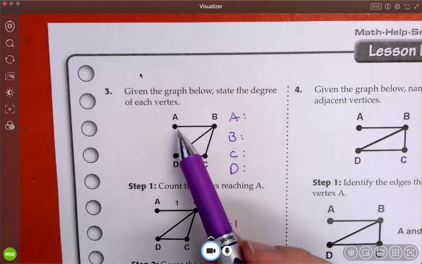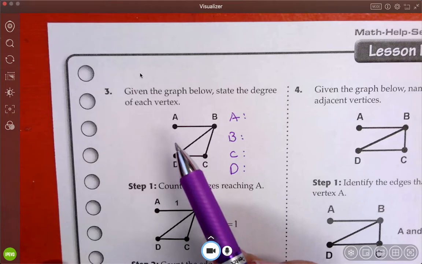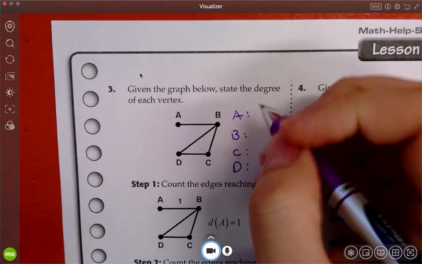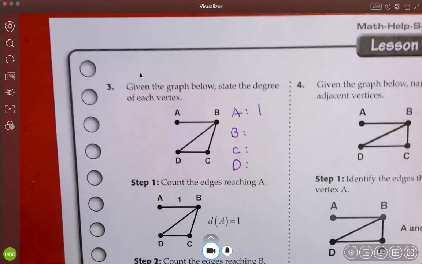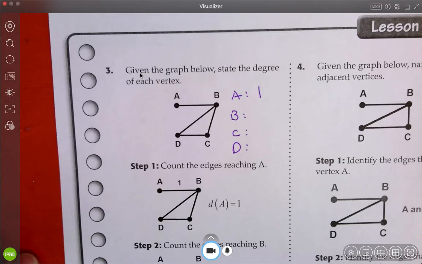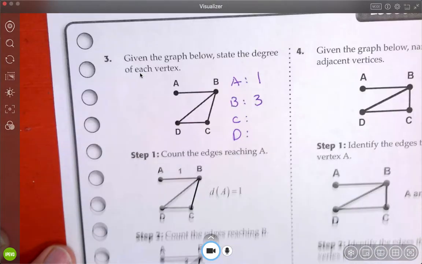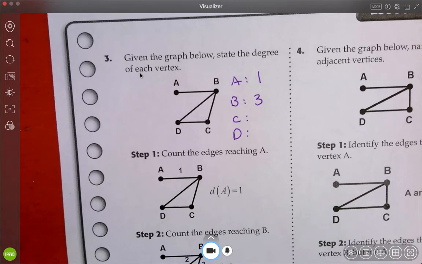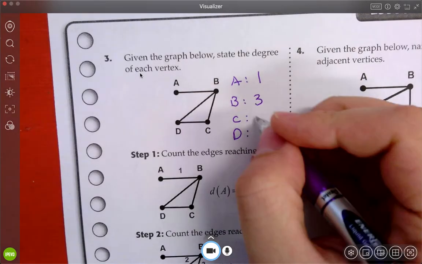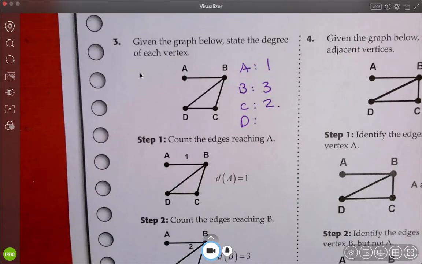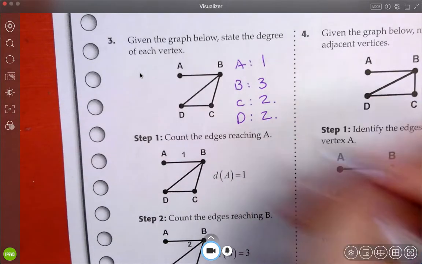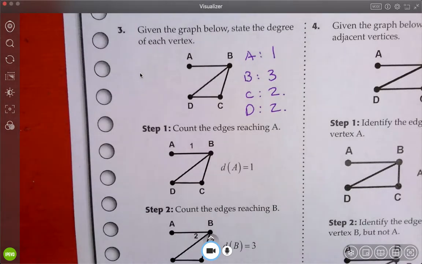Okay. So what's the degree of point 1 or point A? 1. What's the degree of point B? 3. What's the degree of point C? 2. And of point D? 2. Wow, would you look at that? We're pros. Okay? And where did I get those?